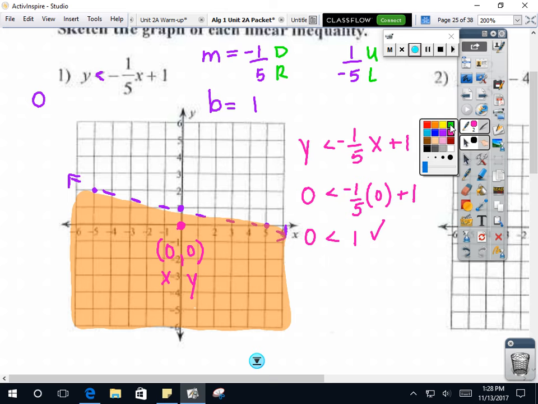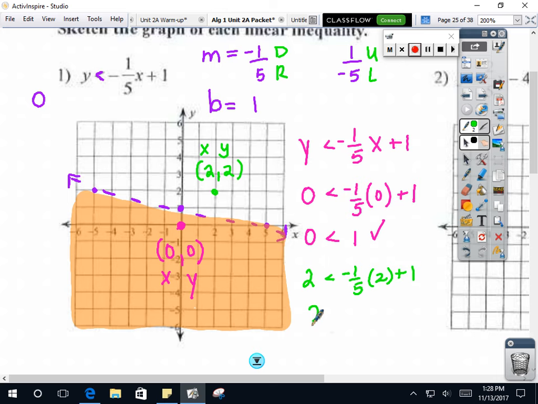Now I want you to pick me a point that's not in the shaded area. If I go right 2, up 2, that's definitely not in the shaded area. That's my x value, that's my y value, so I'm going to plug them in. In the y place I put a 2, and in the x place I put a 2. Now to see if it's a true statement, we need to simplify this side, so go ahead and type that in.